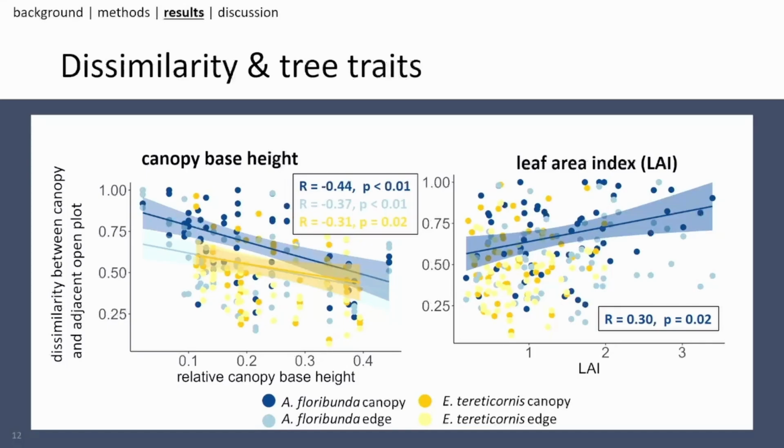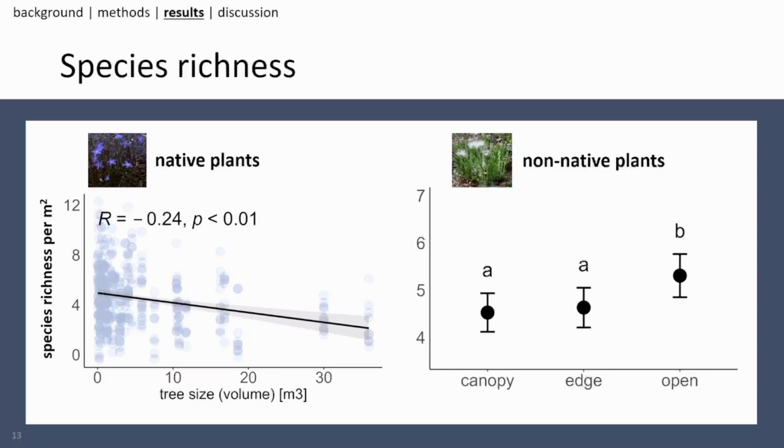I was also interested in plant species richness in the understory. So I looked at native and non-native plants separately, and I did not find a difference in native species richness depending on the tree species or plot position, but I found a negative correlation between tree size and native plant species richness. So at larger trees, there were fewer native species beneath the canopies and open areas, independently of plot position.